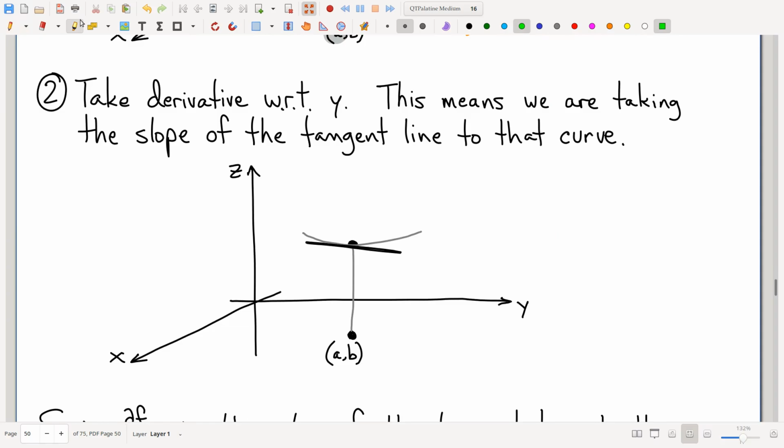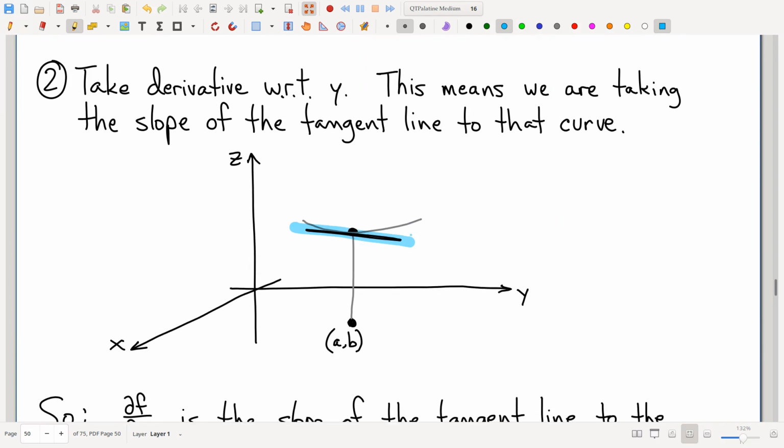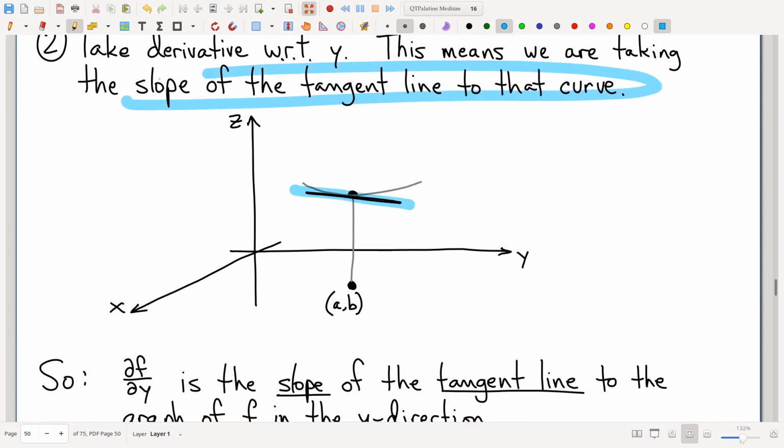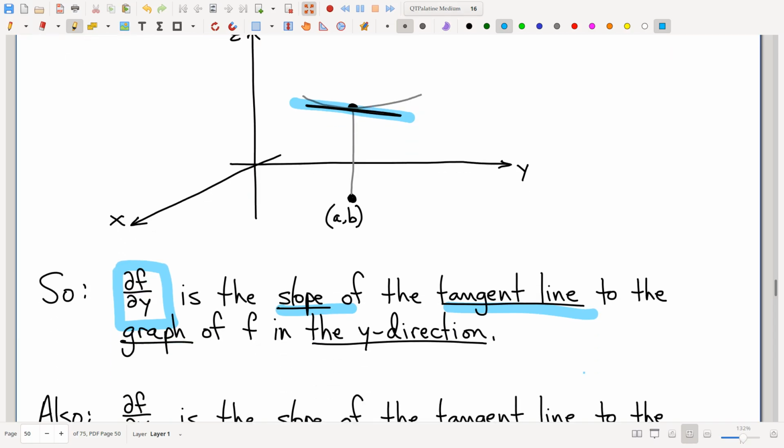And so how do I take the single variable derivative of that graph? Well, how do you interpret a single variable derivative on a graph? It is the slope of the tangent line. So the y partial is the slope of the tangent line. Boom. Just like in single variable calculus. Now there's a couple little asterisks. You got to be real careful about this. It's easy to mess this up.